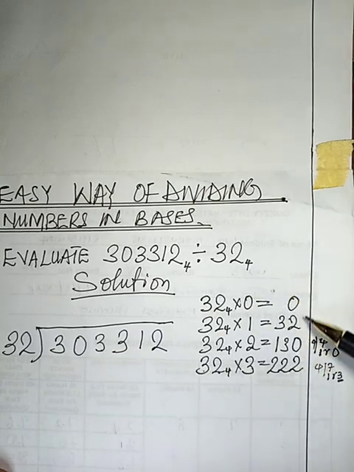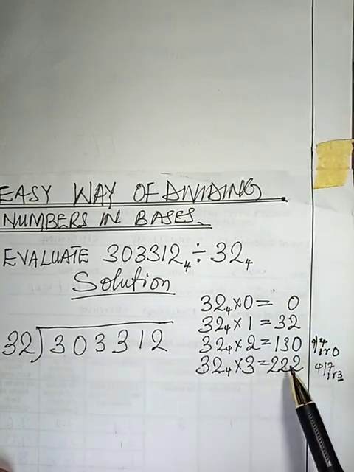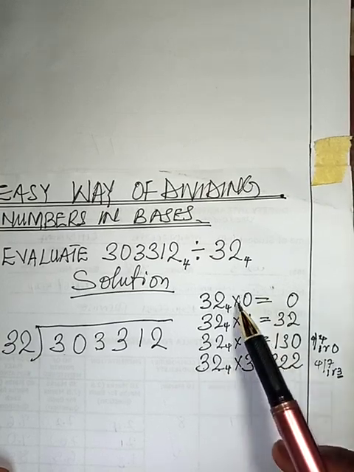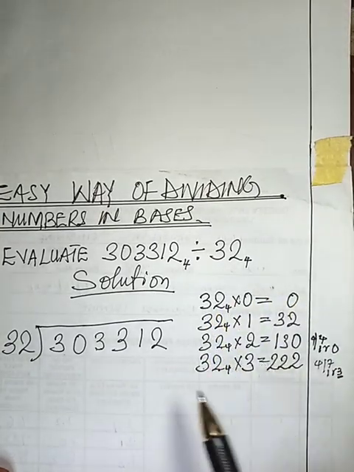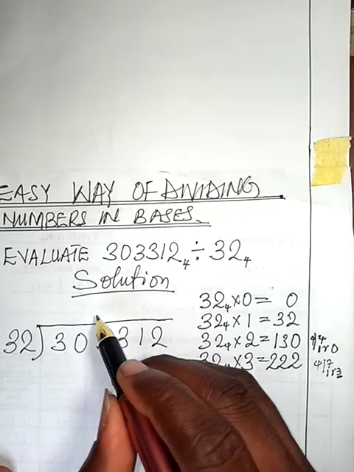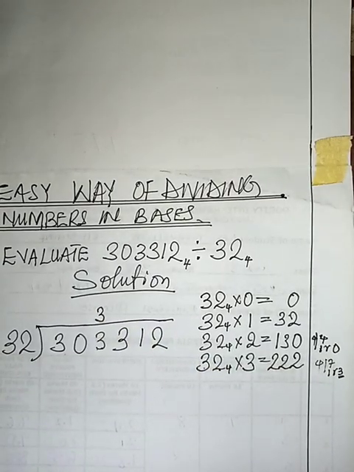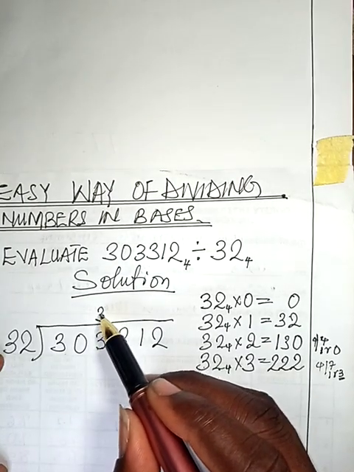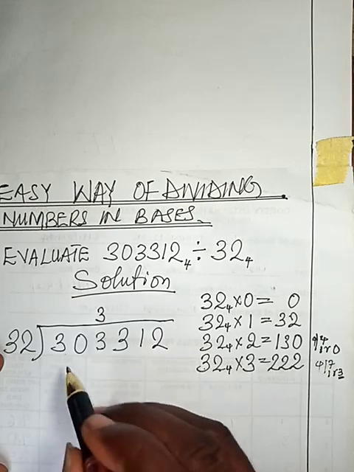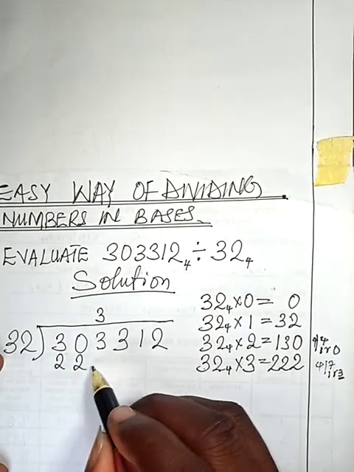If you look at our multiplication table, you notice that these 3 digits are greater than the biggest number we have in this multiplication table, meaning that my answer here will be 3. Yes, there will be leftovers. It can't be 4 because there is no 4 in base 4. So we'll multiply this times this from our multiplication table. That will be 222.